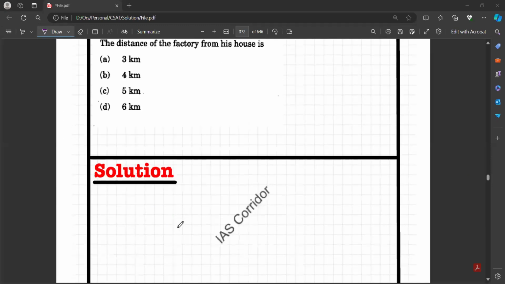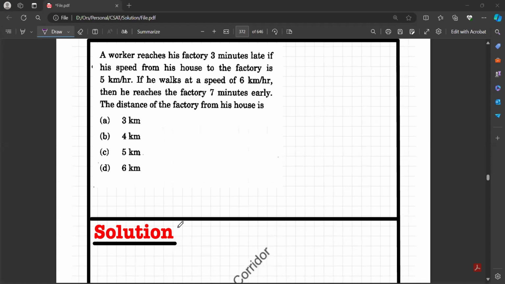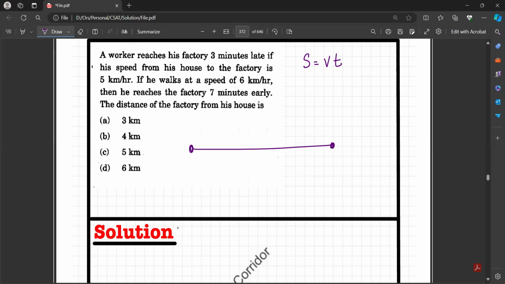Again, I will be using the S equals VT method. Without reading the question, I will write S equals VT, where S is the distance, V is the speed, T is the time. A worker reaches his factory 3 minutes late if his speed from his house to the factory is 5 km per hour. So the distance from house to factory is the same. So if the distance is S, suppose the original time is T. No, leave the original time.